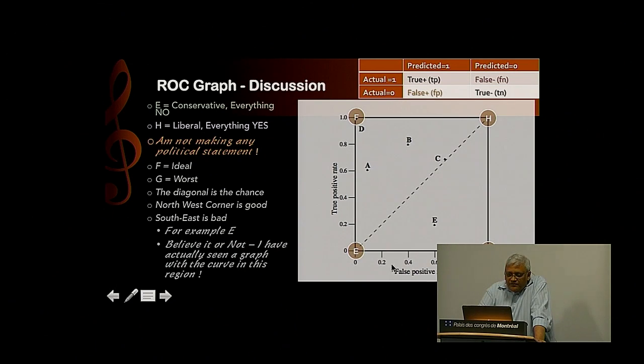If you are in F, for example, that is the best situation. You have identified all the positive ones, and you haven't identified any of the negative ones. That's beautiful, right? That is the best. E is the conservative one, everything is no. Or if you are in H, it is a liberal, everything is yes.